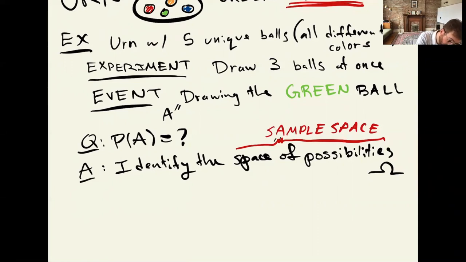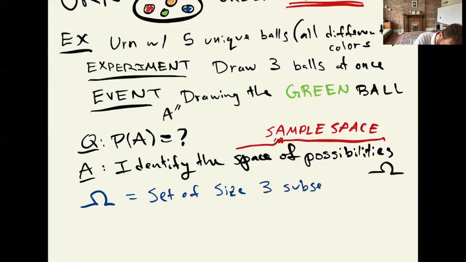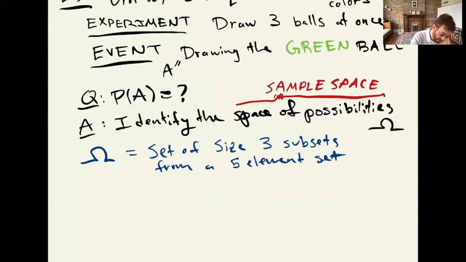So here, omega is going to be the set of size 3 subsets from a 5-element set. We could think of that 5-element set, here I use colors, but could also think of this as 1, 2, 3, 4, 5, where I rank them, say, by my favorite color. And now I'm just asking, how many size 3 subsets are there of 1 through 5?